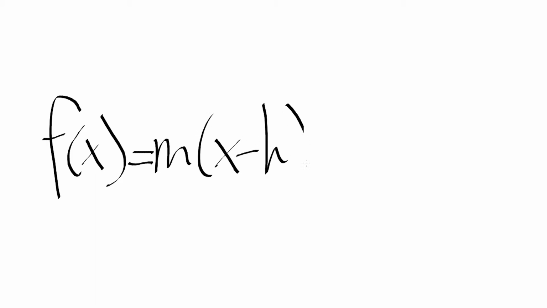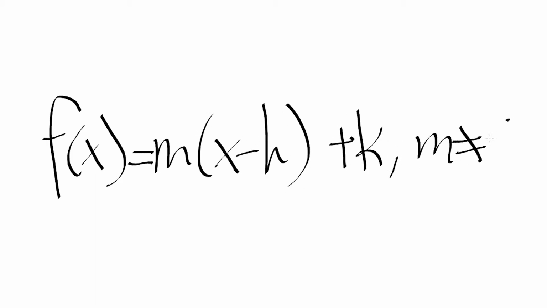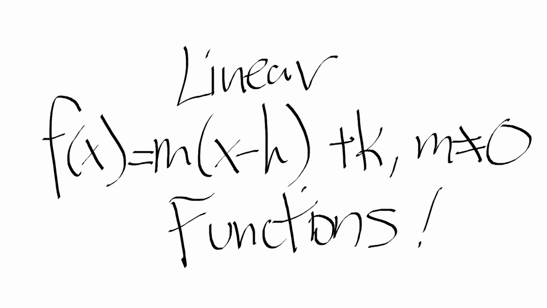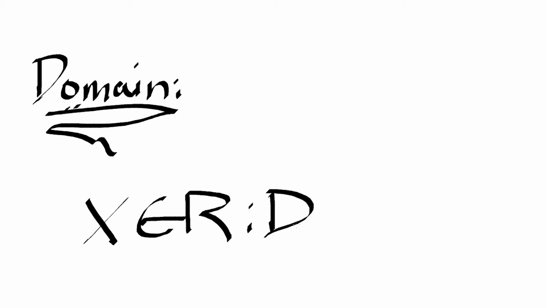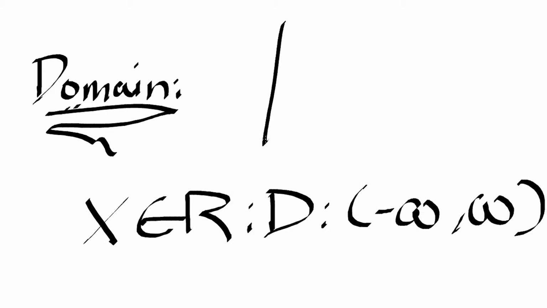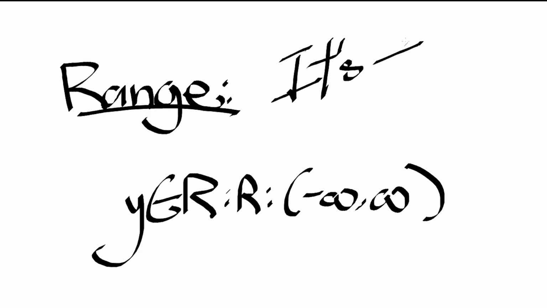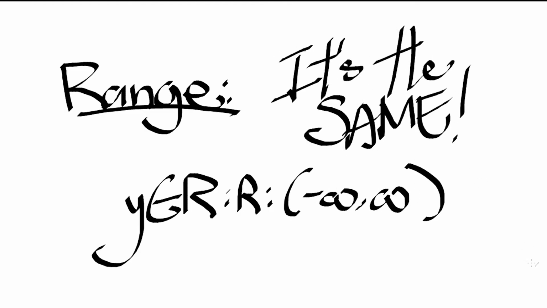What are linear functions? Linear functions can be defined in the equation f of x equals m times x minus h plus k, where m does not equal 0. The domain is the set of values for which a function or relation is defined, and in this case, it's all real numbers. On the contrary, the range is the set of y values of a function or relation, and in this case, it's the exact same as the domain, all real numbers.